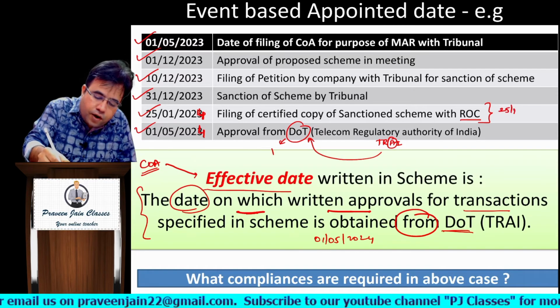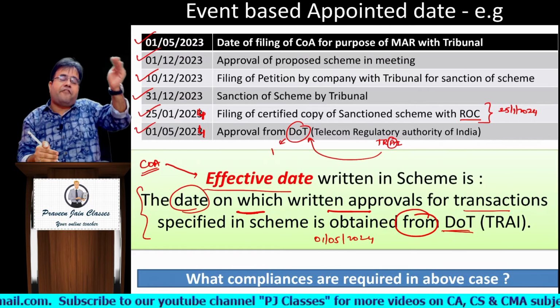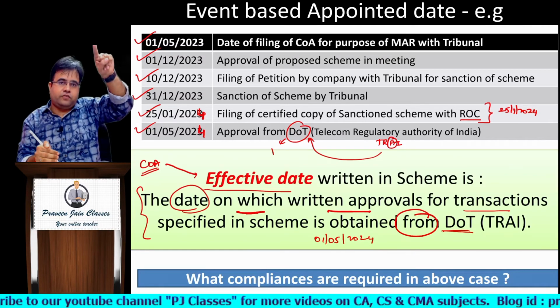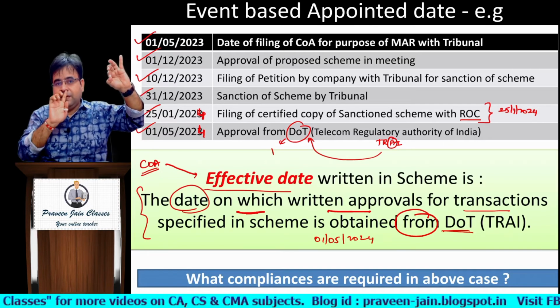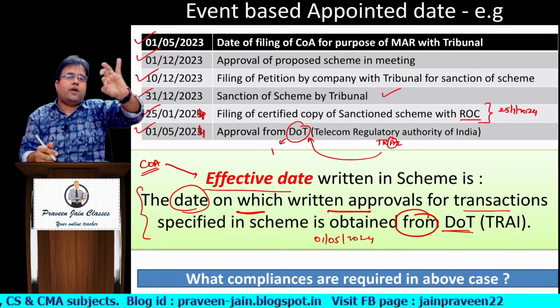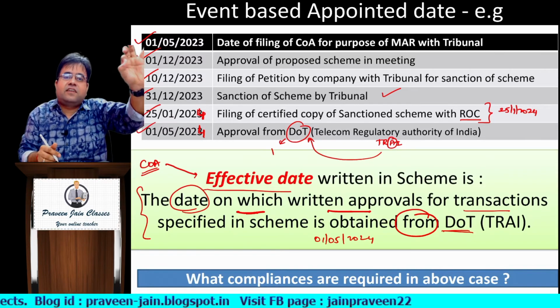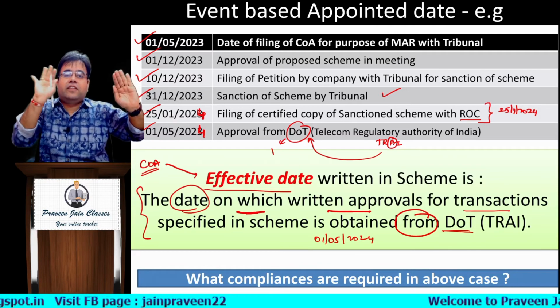25/1/2024. Now my question to you is, when you filed the application with ROC on that day, did the scheme become effective? The answer is no. The scheme was not effective, sir. The only thing is that sanction was obtained. So can I say you have only registered that order, sir? But can I say the scheme became effective? That information is not there with ROC, sir.